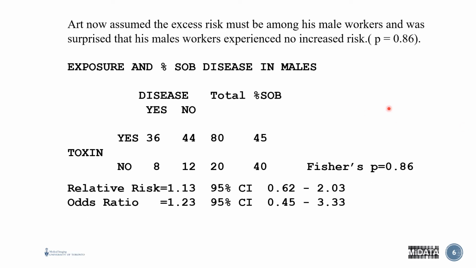So Art now assumed the excess risk must be among his male workers and was surprised that his male workers experienced no increased risk, with a p-value of 0.86. So if we look at the exposure and SOB disease in males, disease yes, no, toxin yes, no, the total SOB is 45% when exposed and 40% when not exposed. Fisher's exact shows you that it's not significantly different. Your relative risk and odds ratio are very similar, though your odds ratio is a little bit bigger than your relative risk.